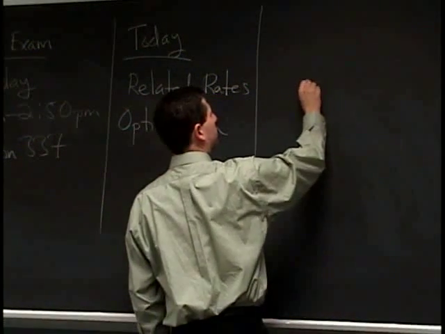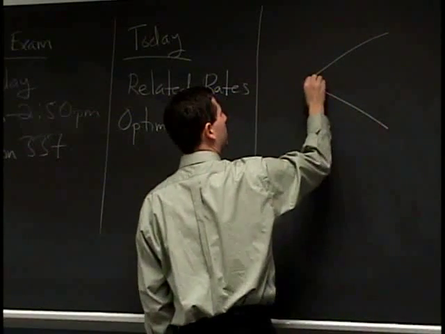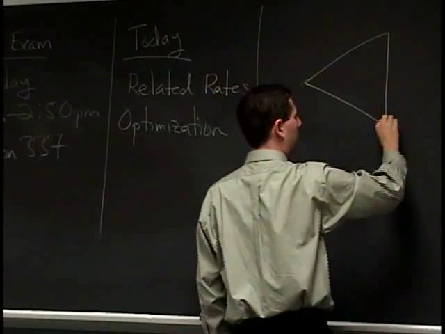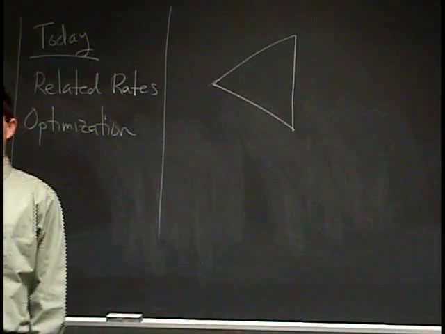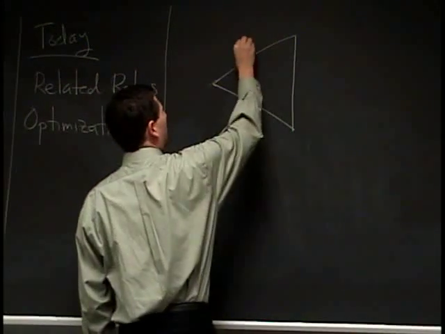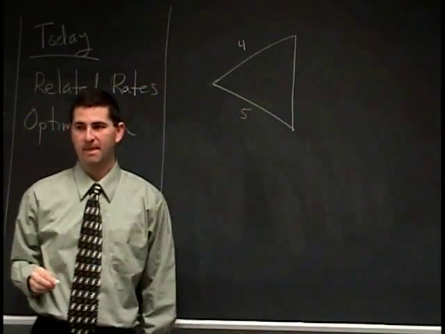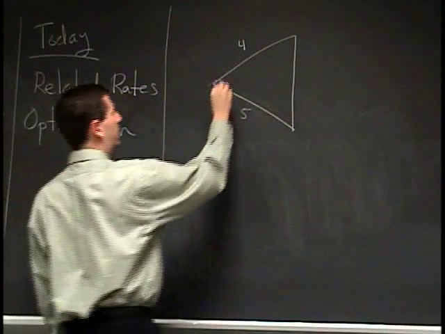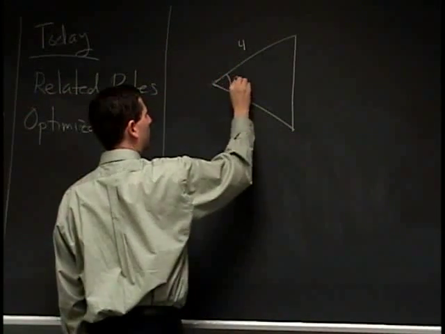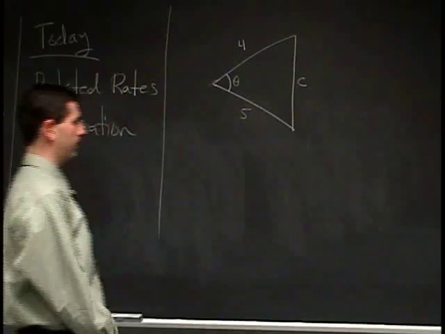And here's going to be the setup. All right, so I have a triangle, something closely resembling a triangle. And one side of that triangle has length 5, and the other 4. And then the angle between the side of length 4 and the side of length 5 is called theta. And the side opposite that angle I'll call C.